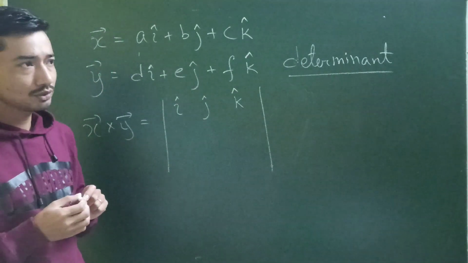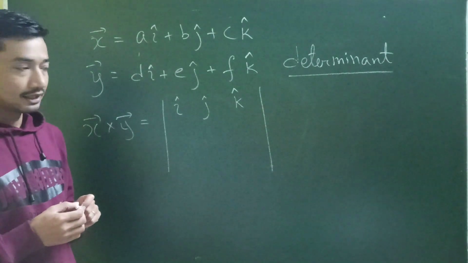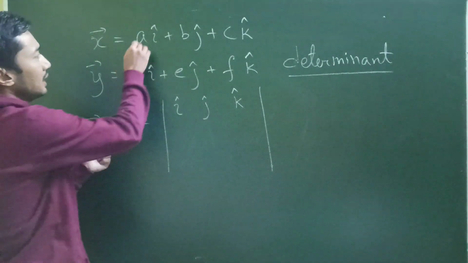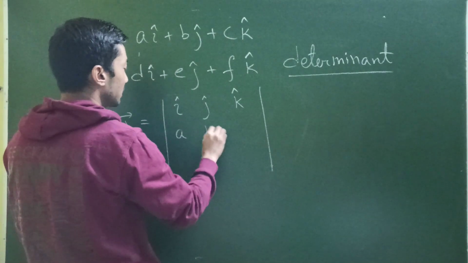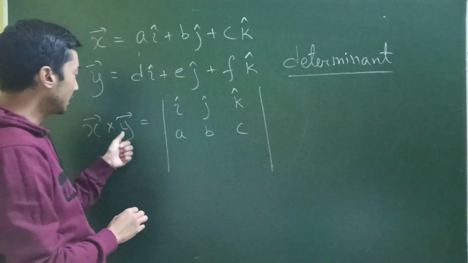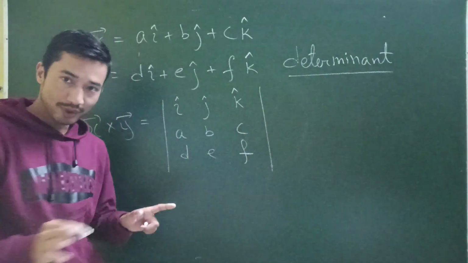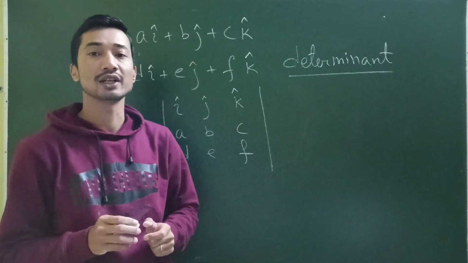And after that, what you will do is, if it's x cross y, serially you will write down the coefficients of vector x first, that is a, b, c, the vector components. Then y, that is d, e, f. Prepared. Once it is prepared, all you will do is try to remember how we used to find out the determinant.